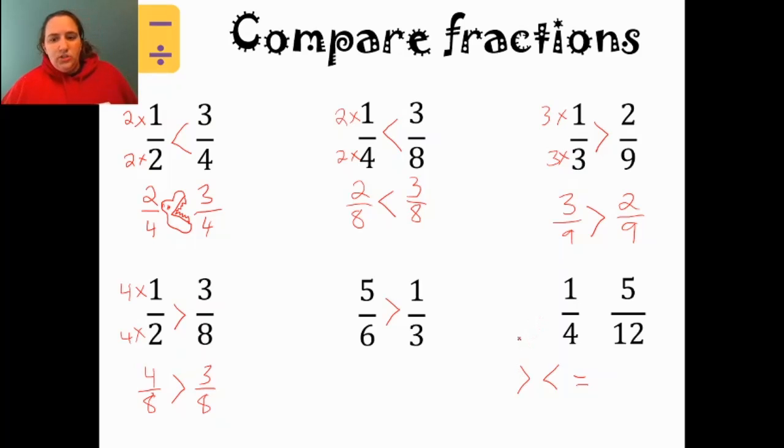All right, so let's take a look real quick. What do we have to multiply 4 by to get to 12? We have to multiply 4 by 3, and what we do to one side, we must do to the other, so that 4 becomes 12. And then 3 times 1 equals 3. So which is bigger, 5/12 or 1/4? 5/12, right? So you can see there that 5/12 is greater than 1/4.